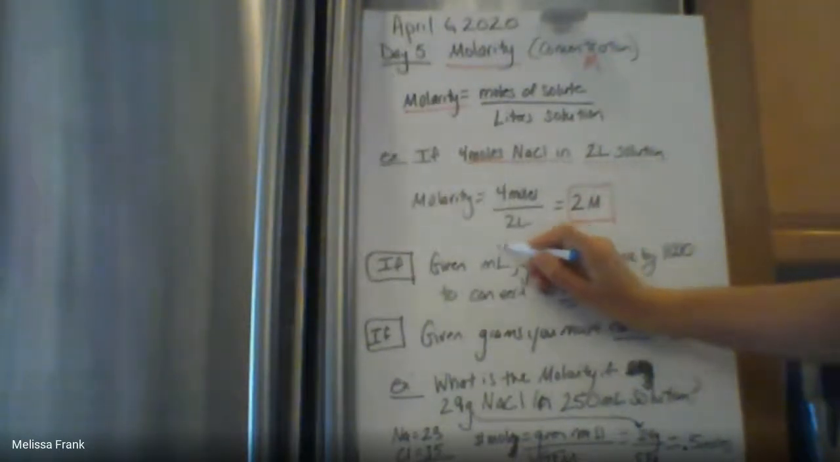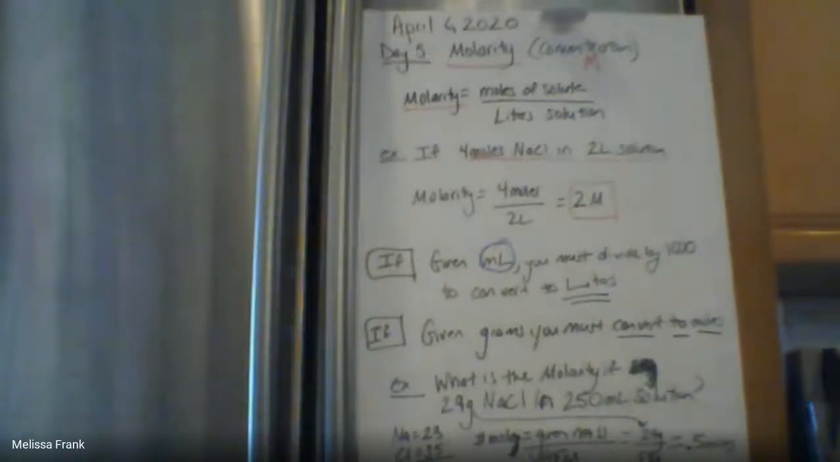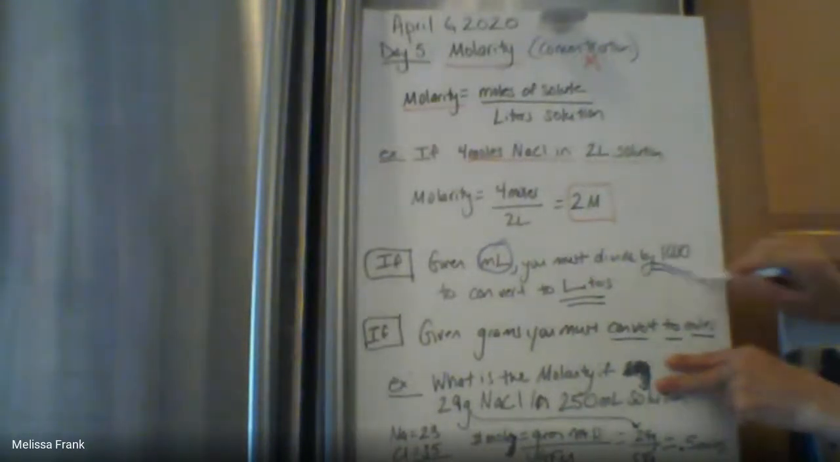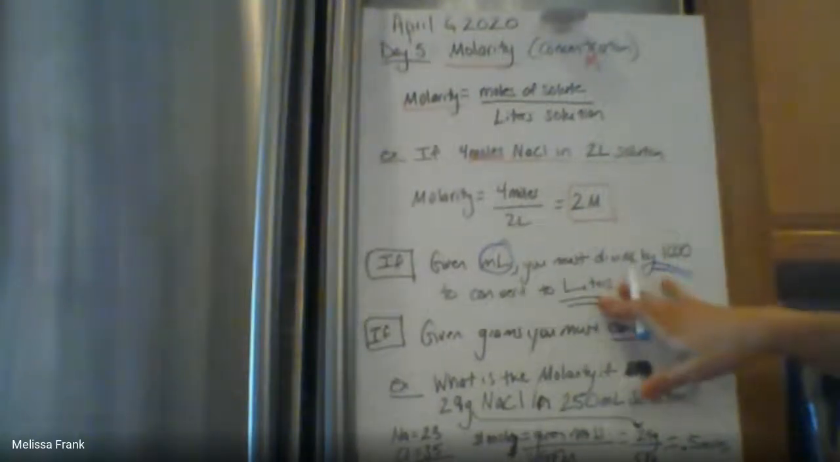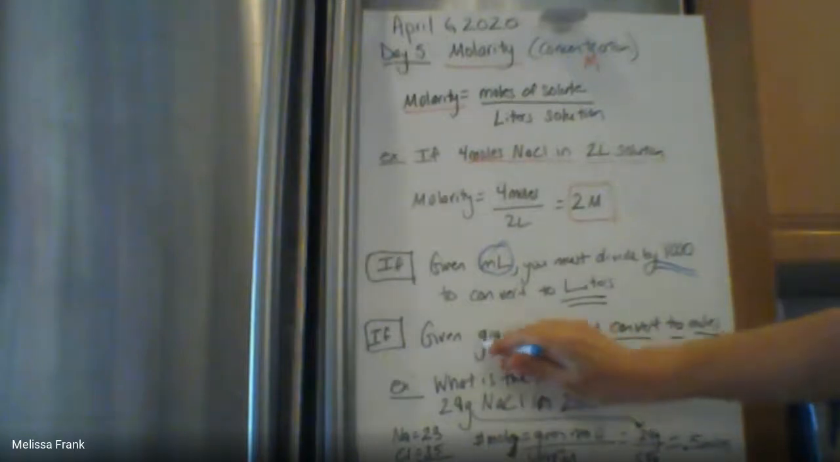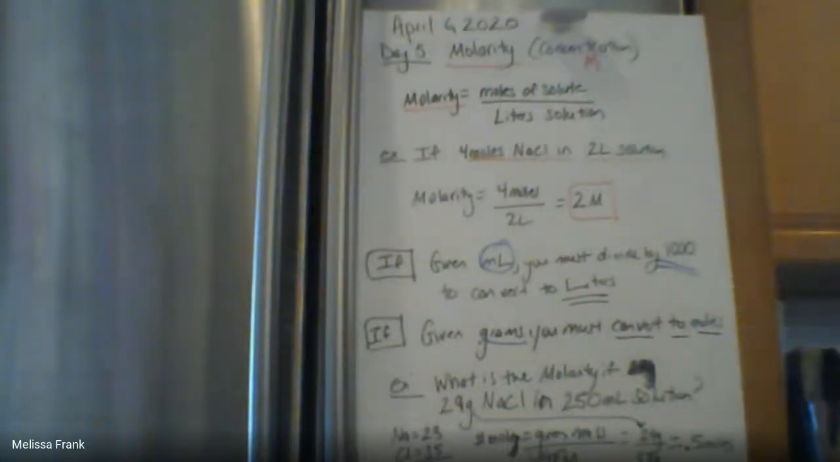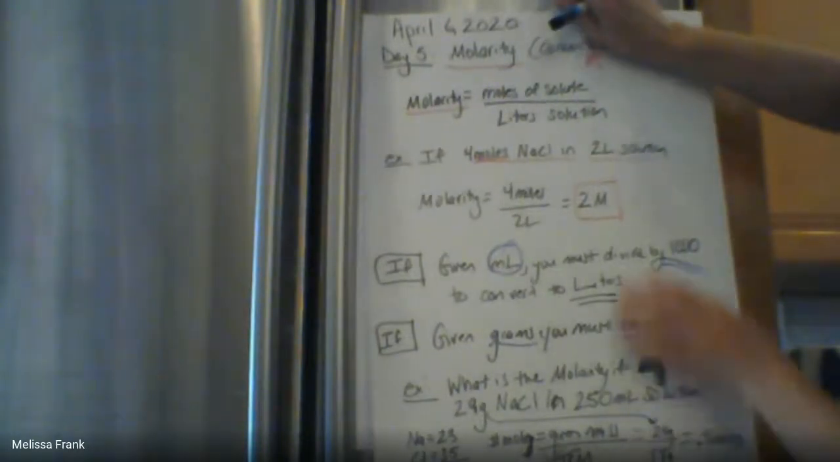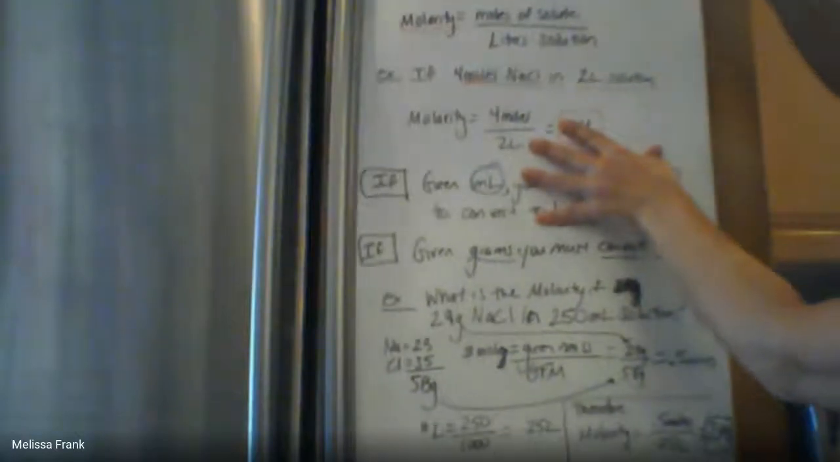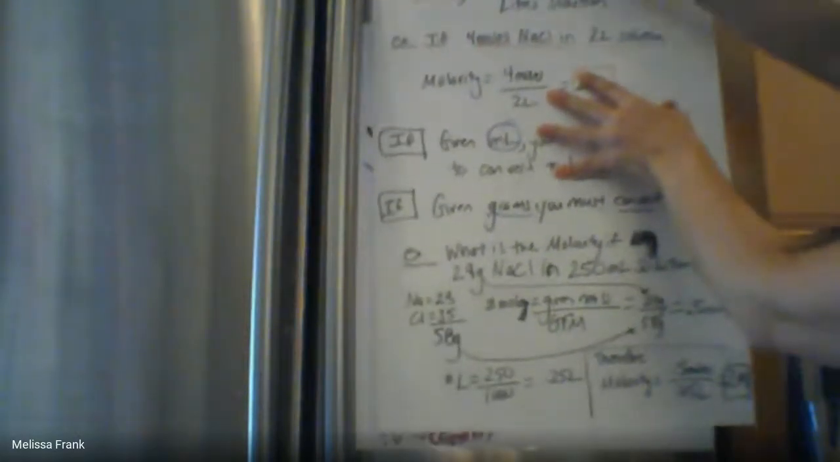Okay, so there are a few ways that this formula could be changed around. Sometimes on the regents, they give you milliliters instead of liters. And remember, milli means 1,000. So you would have to divide by 1,000 in order to convert to liters. Now, sometimes they give you grams instead of moles, and you would need to convert it to moles. So just to take a step back from an older lesson, how we convert from grams to moles.